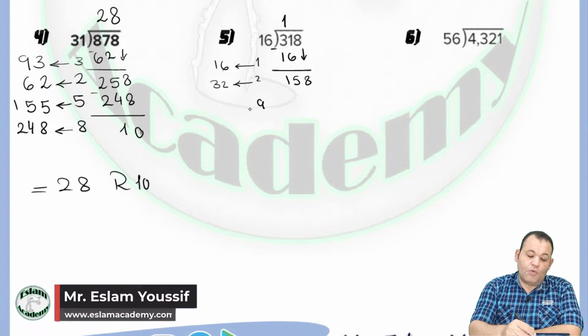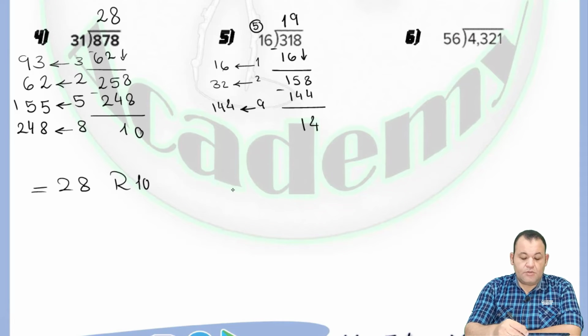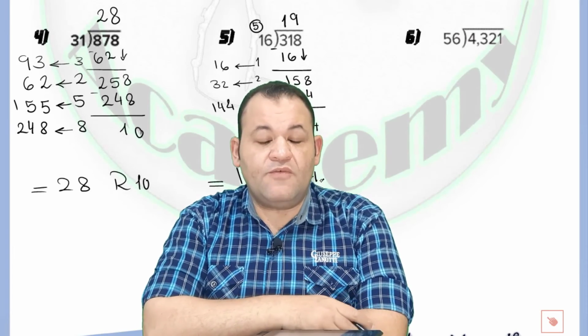The closest number now will be 9. 9 times 6 equals 54. 4 and carry 5. 9 times 1 equals 9, plus 5 equals 14. We write 9 up and 144 down. Now subtract. 8 minus 4 equals 4. 5 minus 4 equals 1. 1 minus 1 equals 0. So the quotient now will be equal to 19, and the remainder will be equal to 14. And that's how we can divide the multi-digit number.